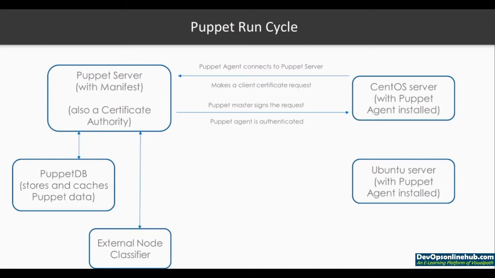The agent makes a client certificate request to the Puppet master, which the server needs to sign before any further communication can take place. The request can be signed manually or the process can be automated. Once the server signs the request, a successful authentication takes place and the channel is ready for further communications.